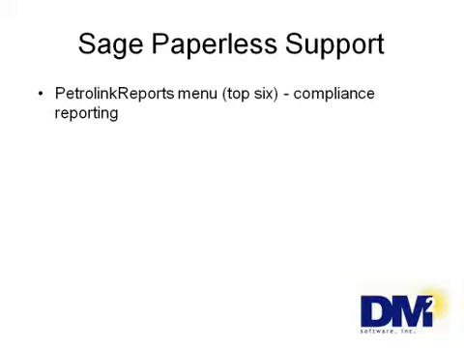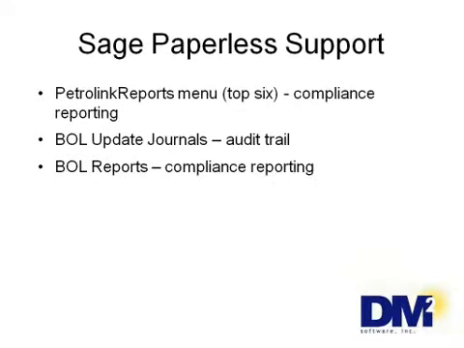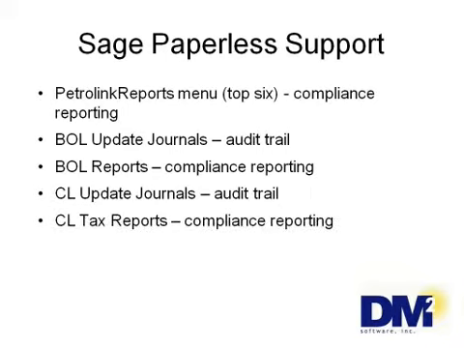These are what we call compliance reporting reports, and those are available to paperless now. The bill lating update journals, which help you with an audit trail. The bill lating reports themselves, which provide compliance reporting. The card lock update journals and the audit trail. The tax reports, and the blending and repackaging update journals. These are the ones that we got the largest requests for to add to our system.